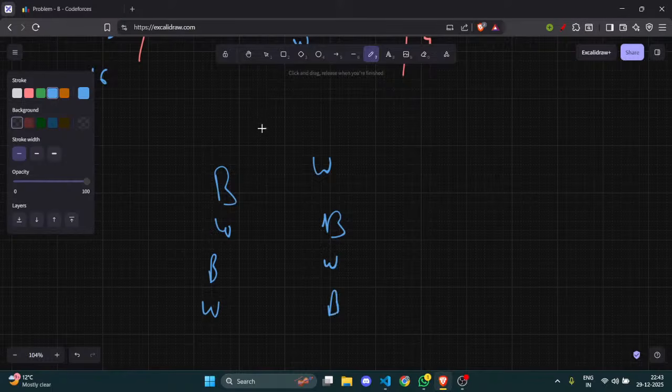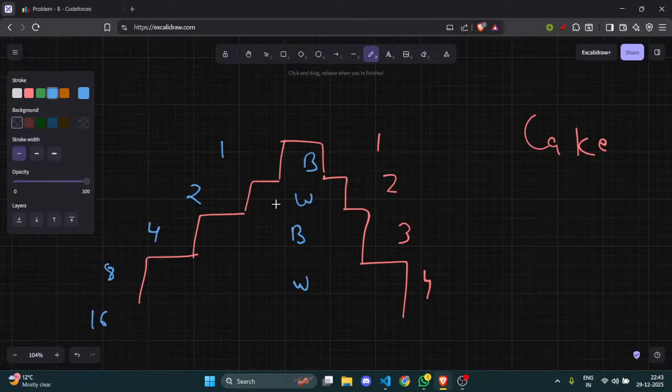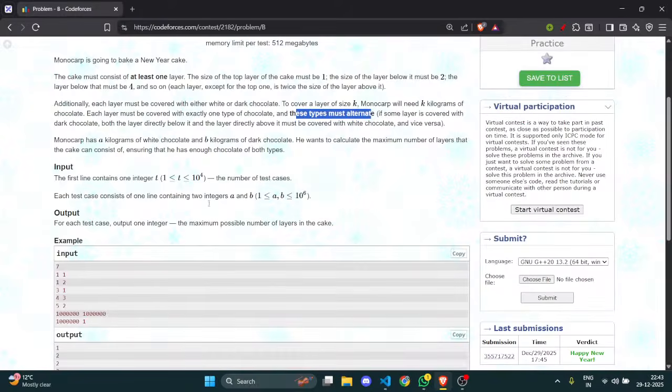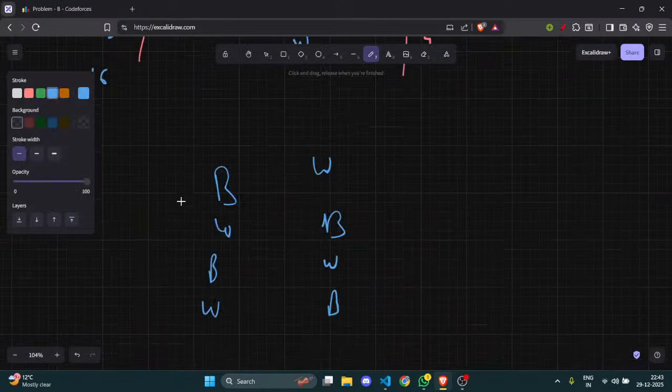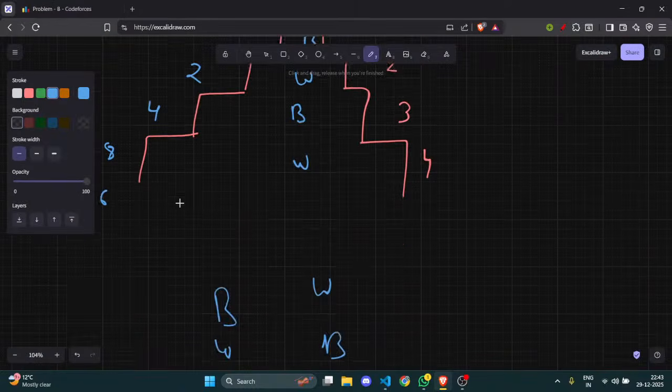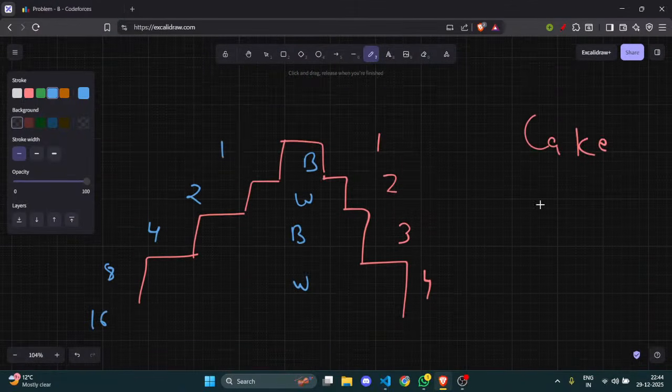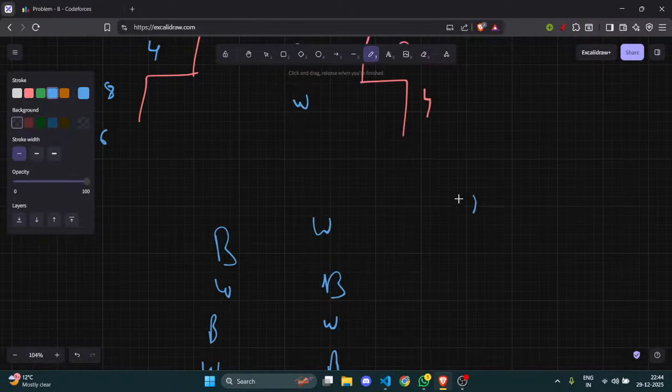So what do we need to output? What is the answer for this? The answer is how many layers I can make at most. So what is the limitation? The limitation is that we have exactly a kg of white chocolate.